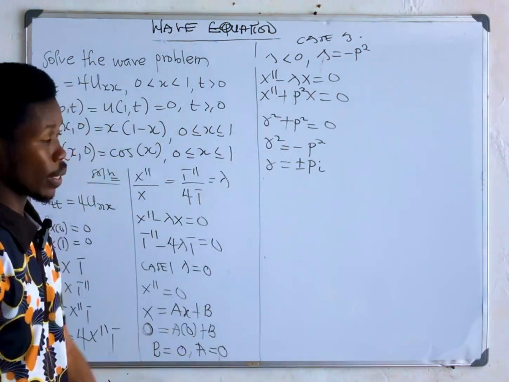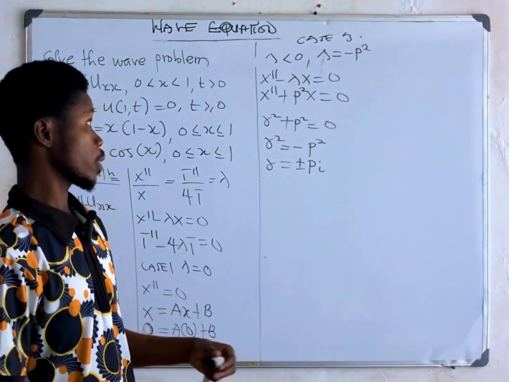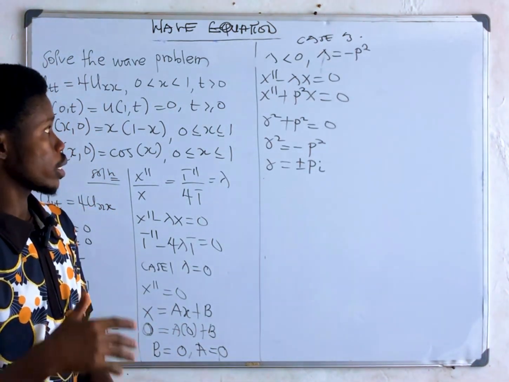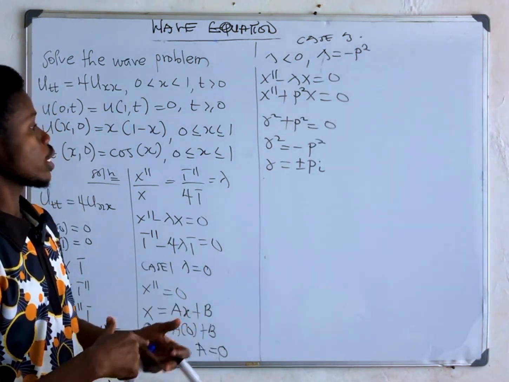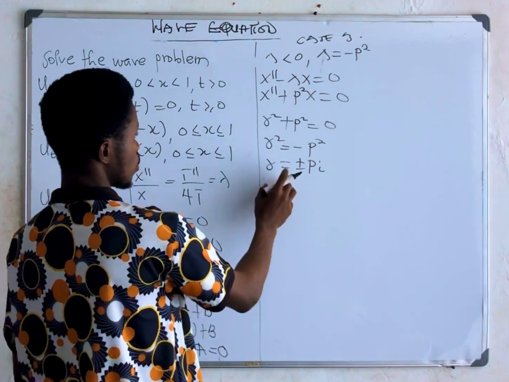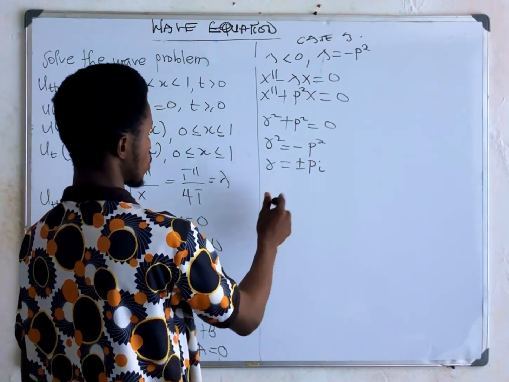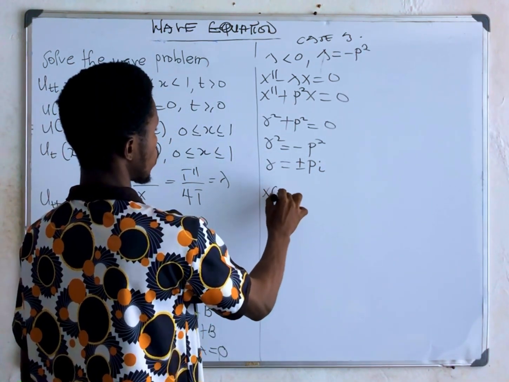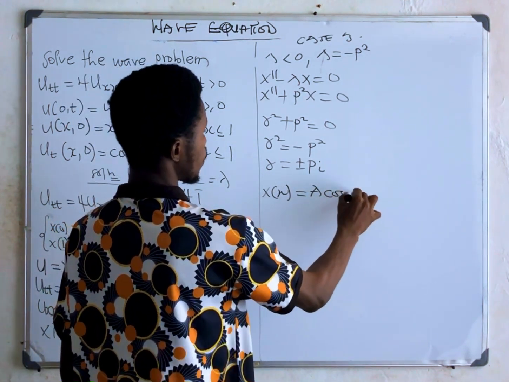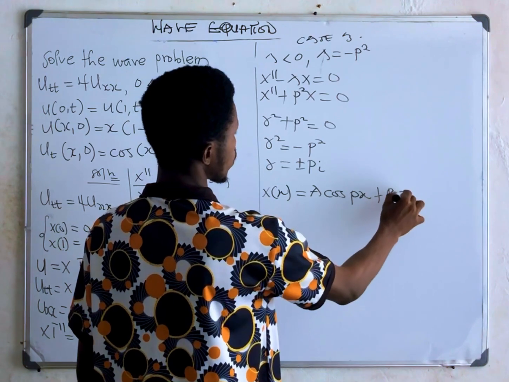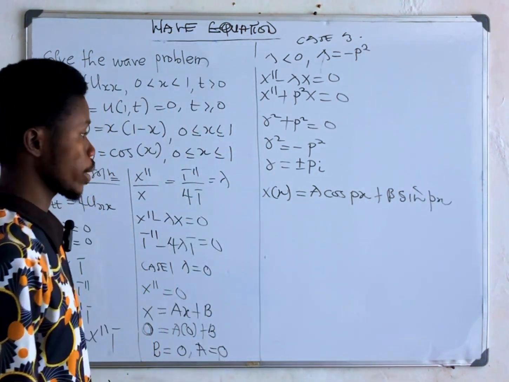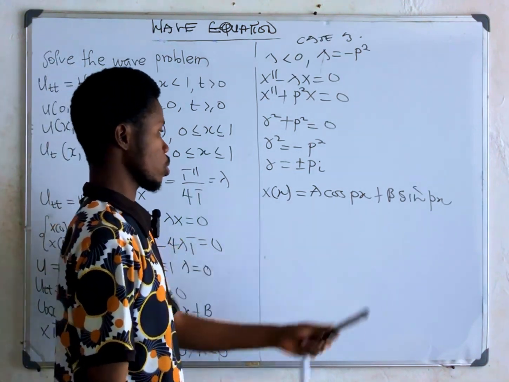In fact, all this explanation, you can find it in the heat equation. I've said this is the same as the heat equation, just that here we are taking two derivatives each: we have u_tt and u_xx, while the heat equation is u_t and u_xx. So that's why I'm moving straight. How do you write the solution for this? The solution for this one is going to be A cos px plus b sin px. So this is what we are going to have, right?